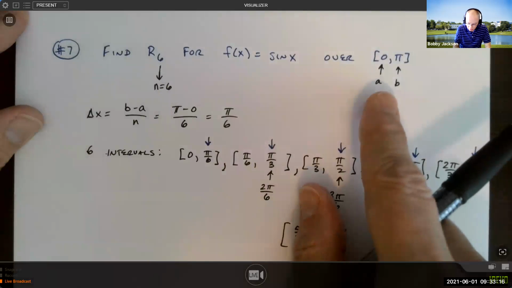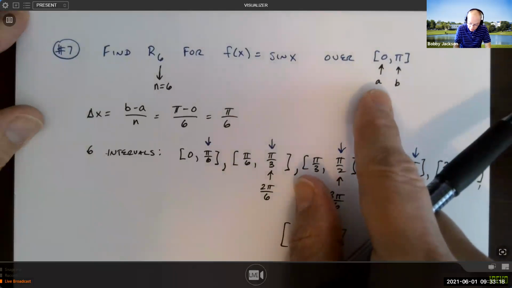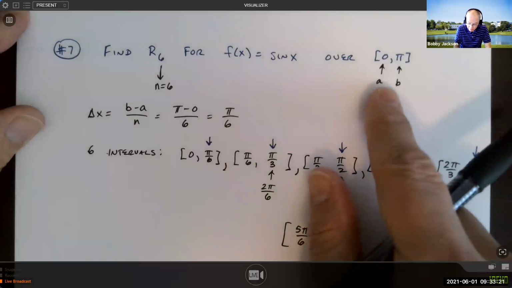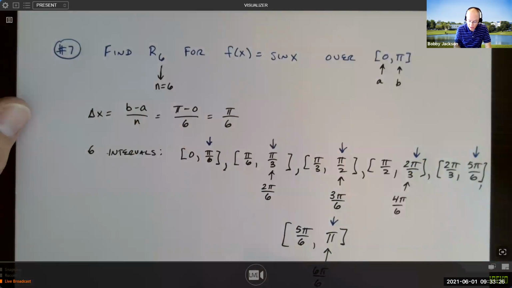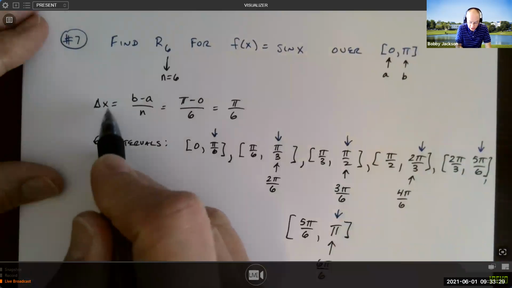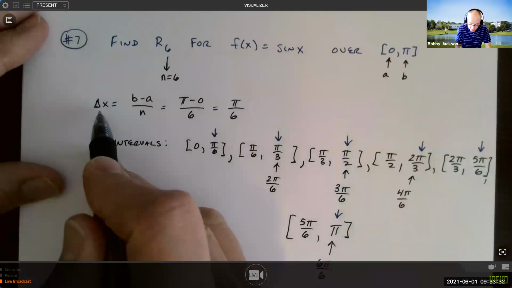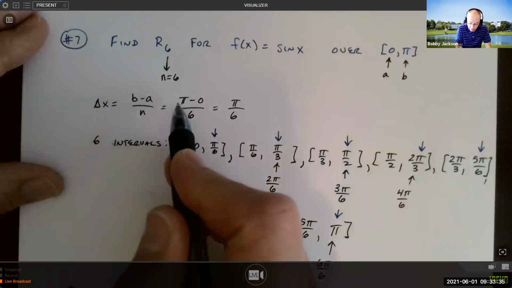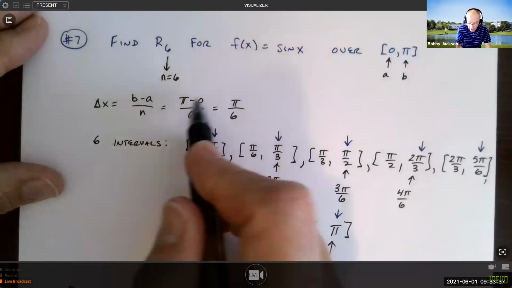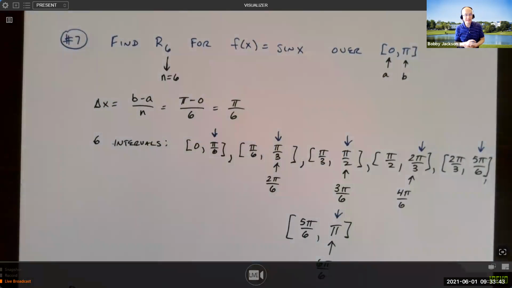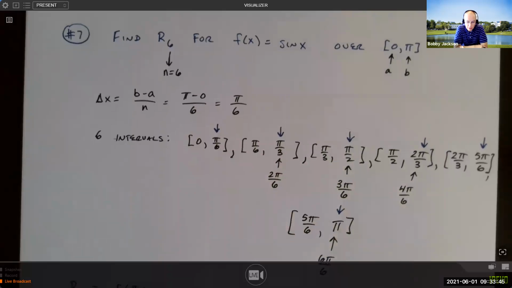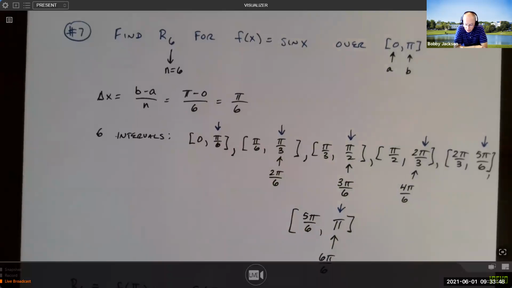So I'm going to divide the interval from 0 to pi. We usually talk about from A to B, right? So A is 0, B is pi, into n equals 6 equally spaced subintervals. And the width of those we call delta x. It's just the length of the interval, which will be b minus a, or in this case, pi minus 0, that's how long the interval is, divided by 6. So you get pi over 6. By the way, remember pi is about 3.14, so this is slightly more than 1/2. The width of each of our intervals is slightly more than 1/2.